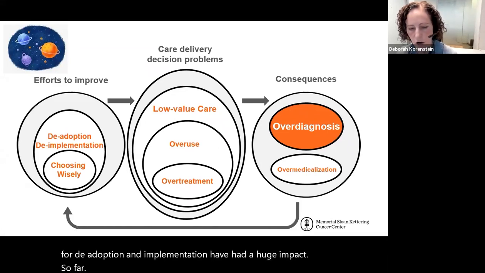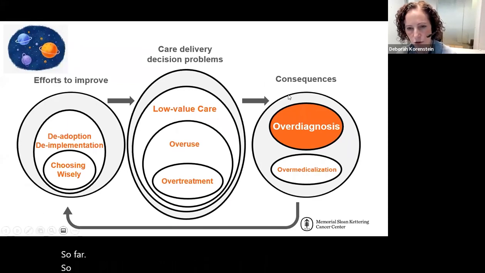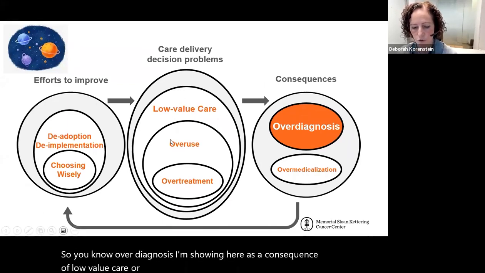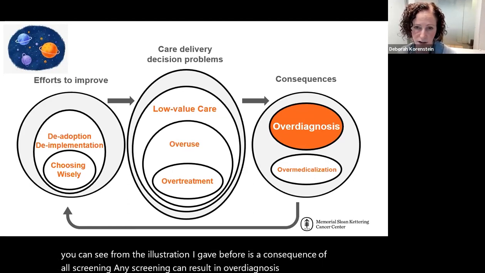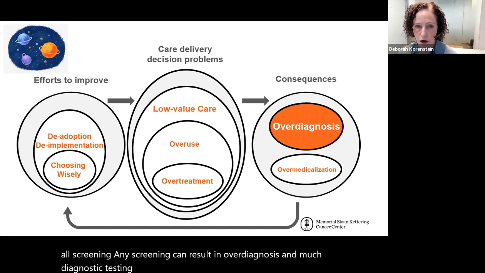So overdiagnosis, I'm showing here as a consequence of low value care or overuse. But really, overdiagnosis, which you can see from the illustration I gave before, is a consequence of all screening. Any screening can result in overdiagnosis, and much diagnostic testing, whether it's appropriate or not, can result in overdiagnosis.